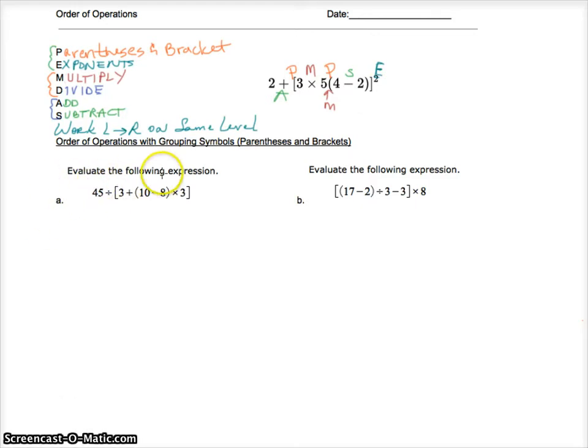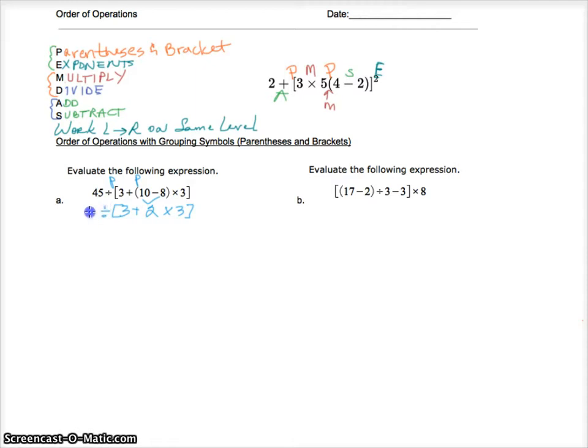It says evaluate the following expression. 45 divided by parenthesis or bracket 3 plus parentheses 10 minus 8 times 3 close bracket. So the first thing we have to do is we have to look and we see that we have a parenthesis here, but then we have another parenthesis inside, so we've got to go the furthest parenthesis in. So I have to perform 10 minus 8, which is 2. But then I also have times 3 plus 3 in my bracket.